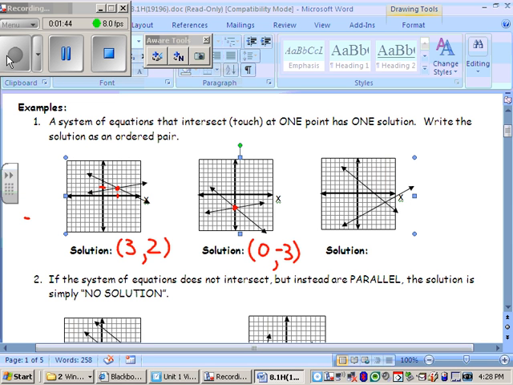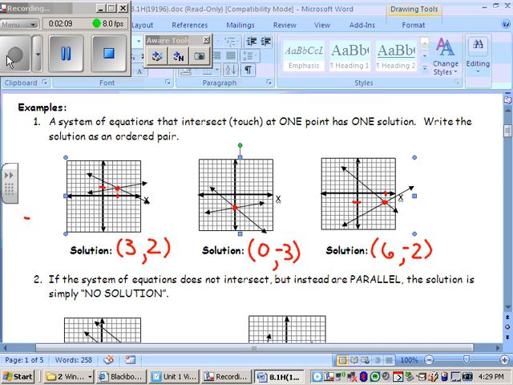Moving to the last graph, you can see the lines intersect at the point in red. Going up to the x-axis, if we count over, it would touch the x-axis at 6. And then if we go down to the y-axis, it would touch the y-axis at -2. So the solution for that system is (6, -2).